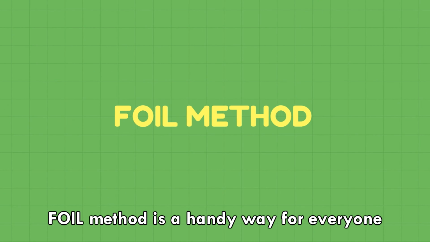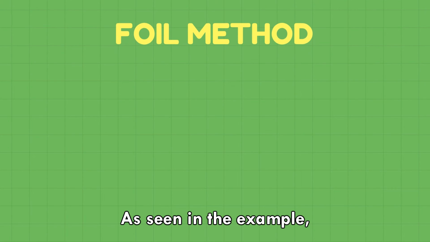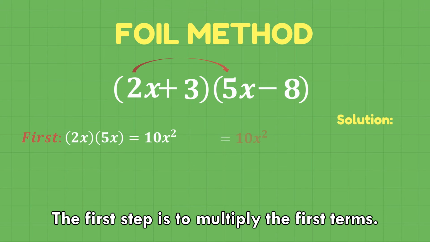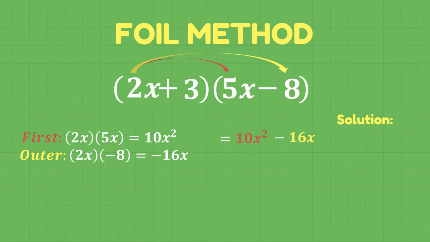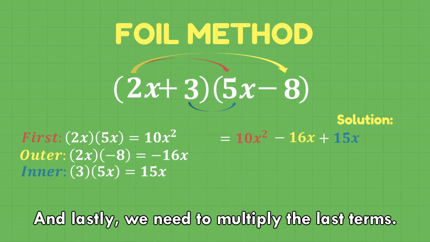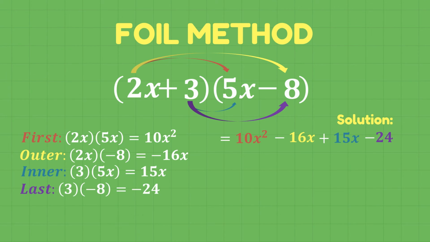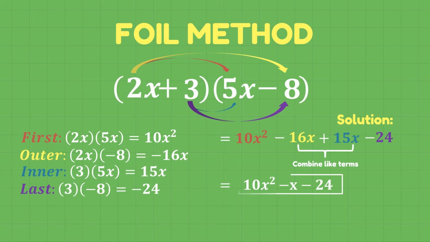Next is the FOIL method. The FOIL method is a handy way to remember how to multiply binomials. As seen in the example, the first step is to multiply the first terms. Next, we need to multiply the outer terms. Next, we need to multiply the inner terms. And lastly, we need to multiply the last terms. Take note, you can combine like terms in this method.